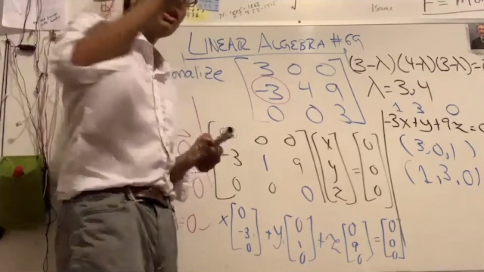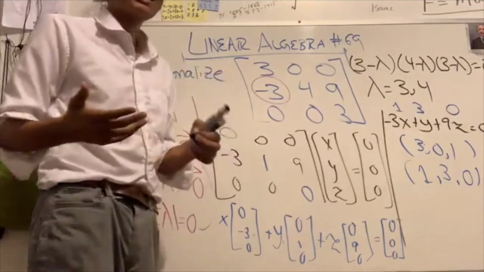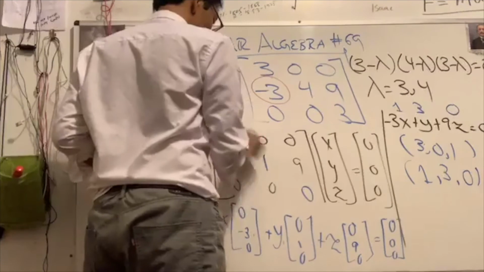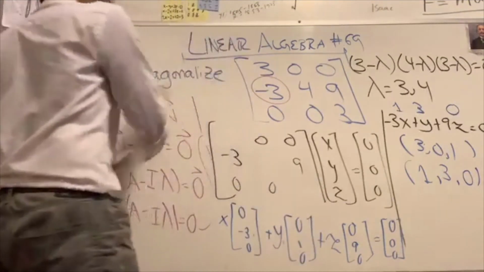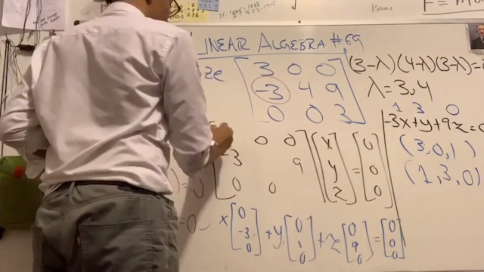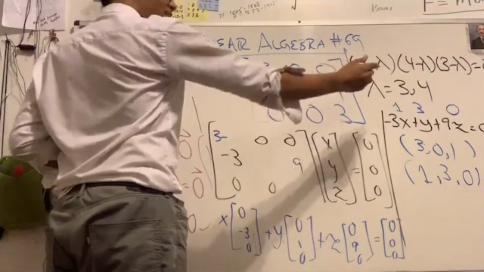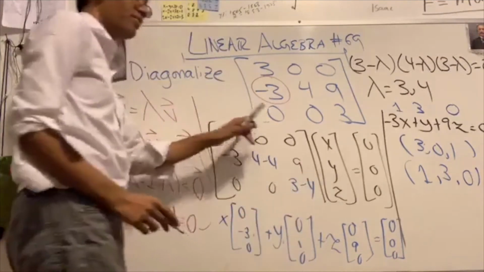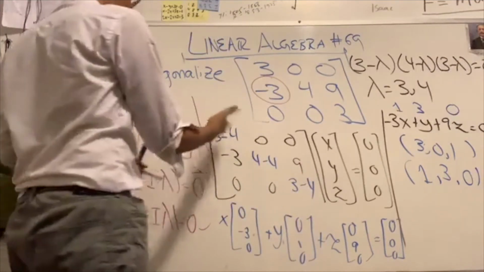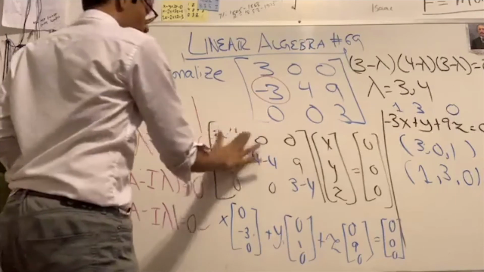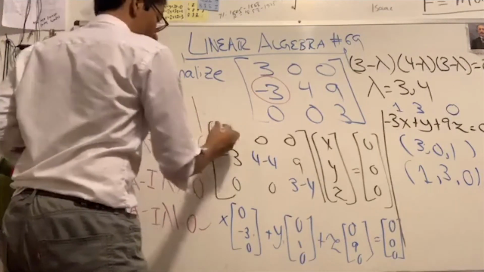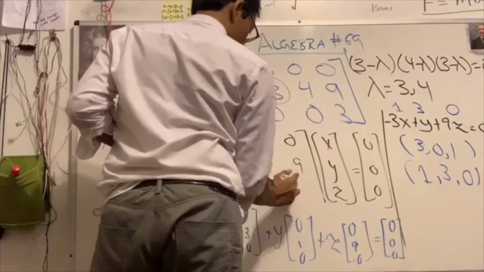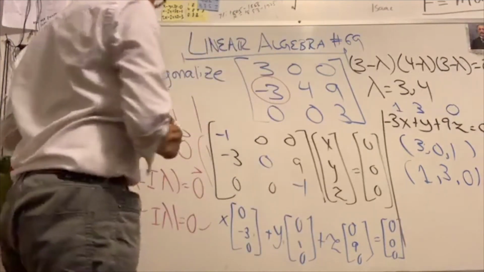Give me a raise of hands. Who can tell me the next step for finding the next eigenvector? So we have 3 minus... what's my eigenvalue? 4. So 3 minus 4 is minus 1, 4 minus 4 is 0, and 3 minus 4 is minus 1. Good. And now all I have to do is multiply these out.